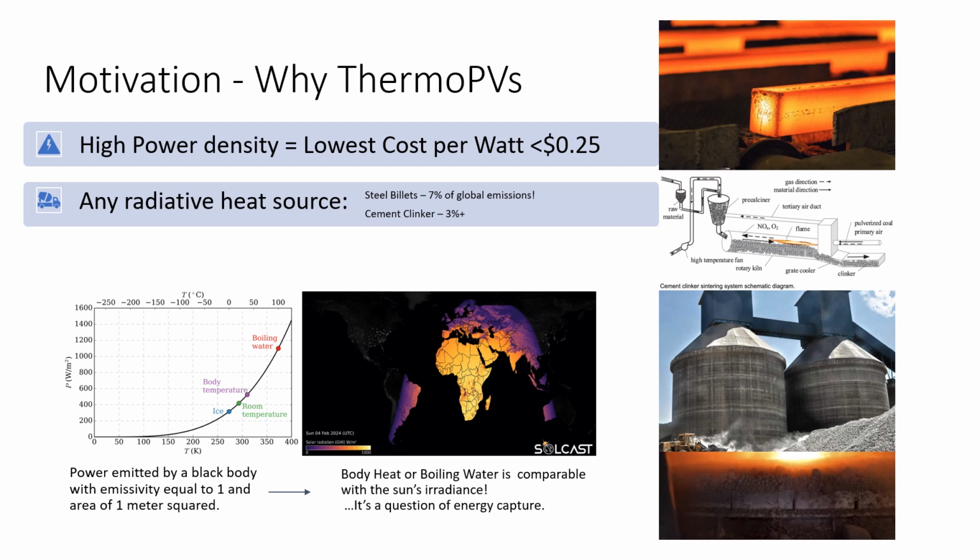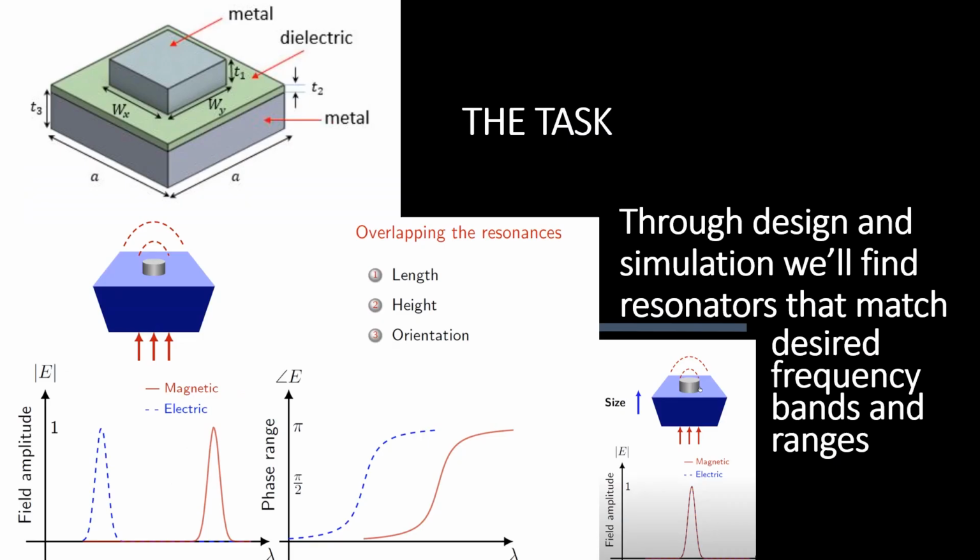Also, just for comparison, I found that the irradiance emitted by boiling water or even body temperature is comparable with that of the sun, because of the inverse square law: the sun's very far away, so it actually beats the Stefan-Boltzmann law.